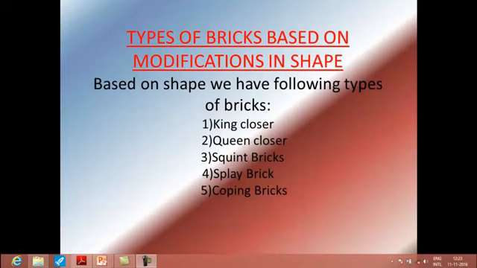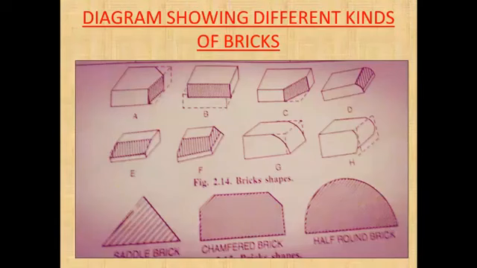If we see the slideshow, I can show you the different kinds of bricks from the diagram. Here the diagram A represents a king closer. You can see from the diagram that one length and one width has partially been cut down and the other length and width is complete.